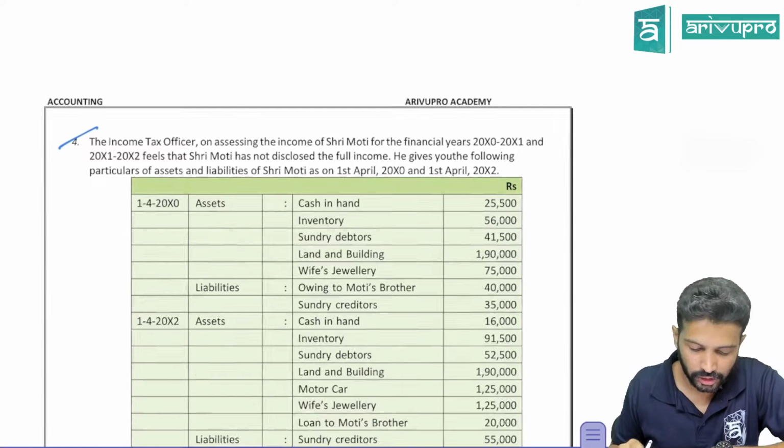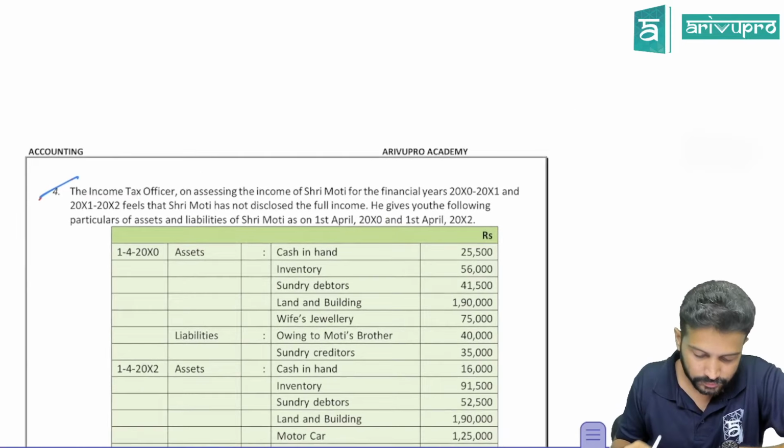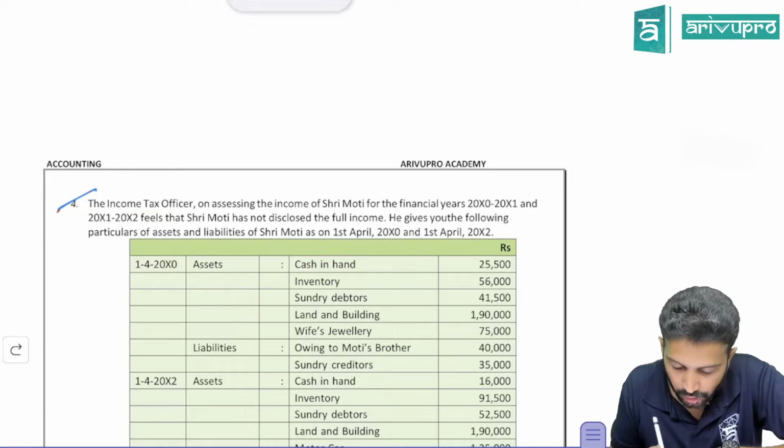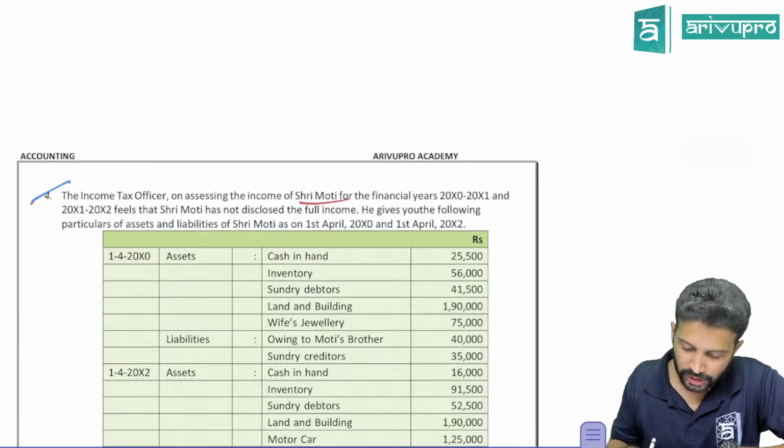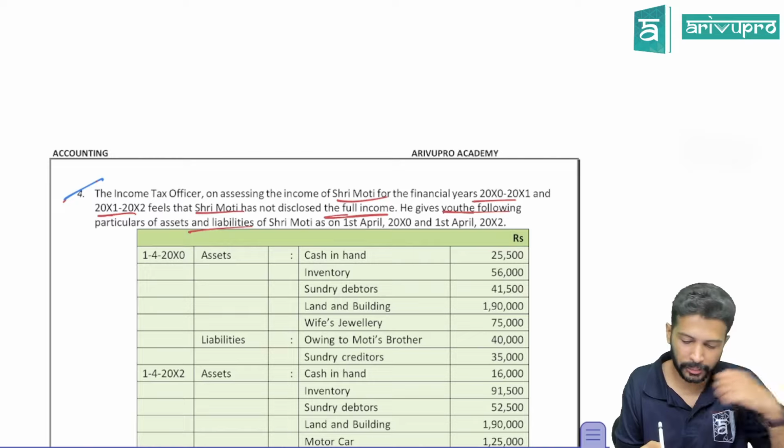Okay, now can we go for question number 4? Question 3 we'll do later. The income tax officer, on assessing the income of Shri Moti, for the financial years 20X0-X1 and X1-X2. That means he is comparing how many years? 2 years of data the IT officer is assessing, and he feels that this Mr. Moti has not disclosed full income. He has done one jugaad. He has shown less.